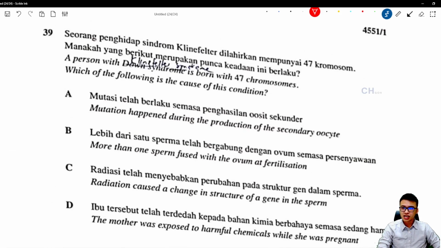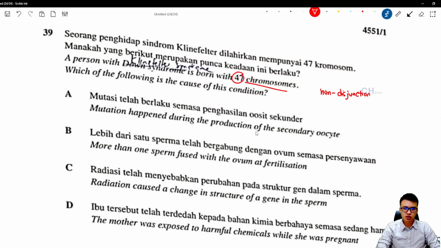Last two questions, guys. A person with Klinefelter syndrome is born with 47 chromosomes. Which of the following is the cause of this condition? 47 chromosomes is due to non-disjunction, or chromosome non-disjunction. So this happened due to something happening in cell division. So we want to find the option which is related to cell division.